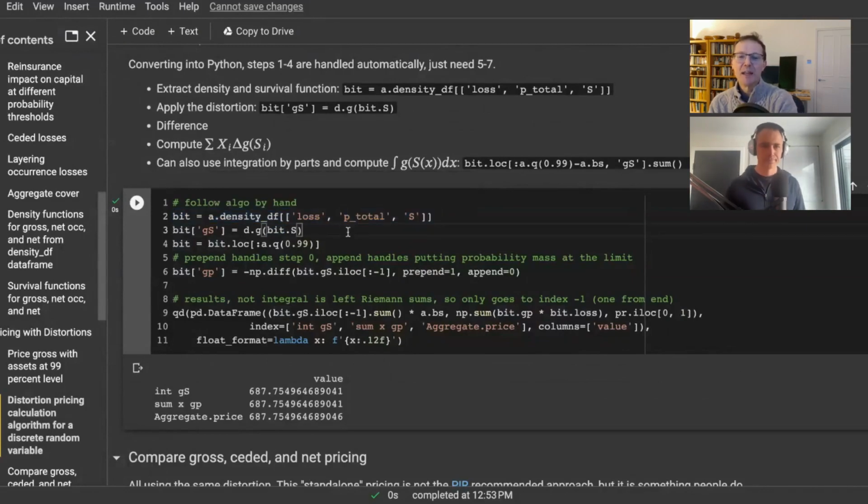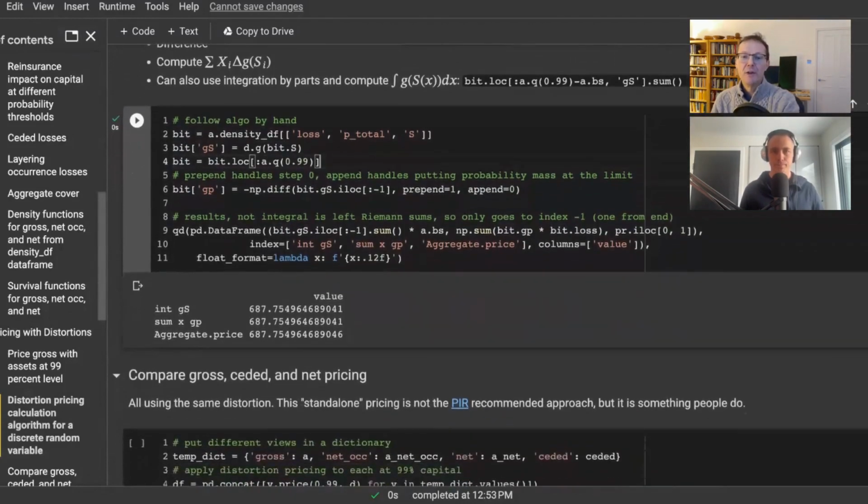So yeah, okay. We're taking the loss column, the p total column, and the s column out of density df, right? We're putting them in this variable bit. We're applying g to s to make a new column called g of s. That's row 3. And then in row 4, we're only interested in what happens up to the 99th percentile level. So we truncate the data frame at the 99th probability level of the aggregate outcome. And then in step 6, we do the differencing to get back to our risk-adjusted probabilities.